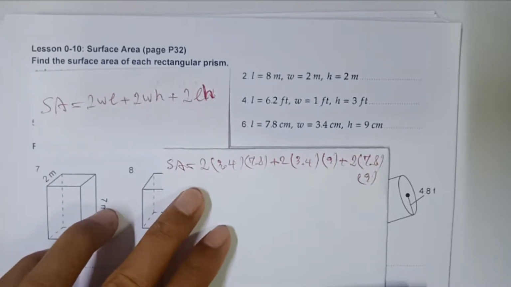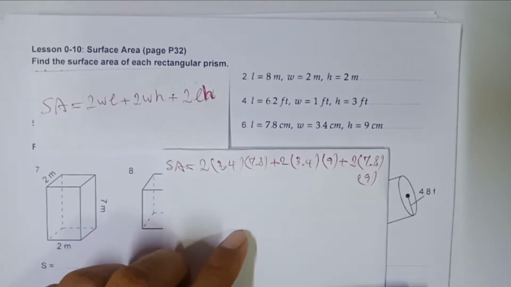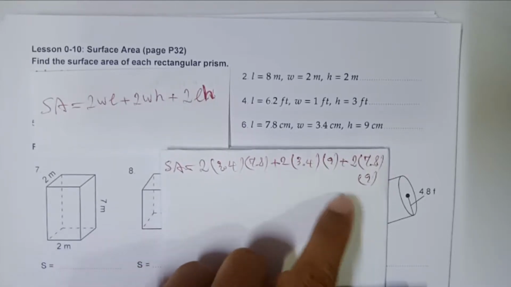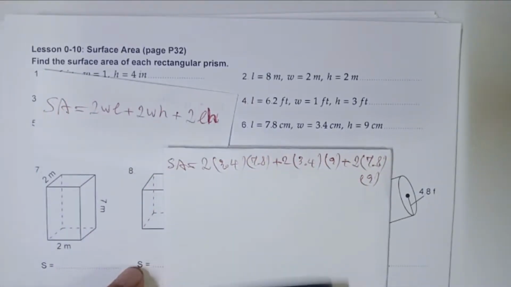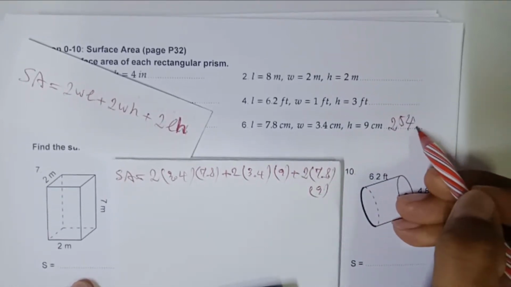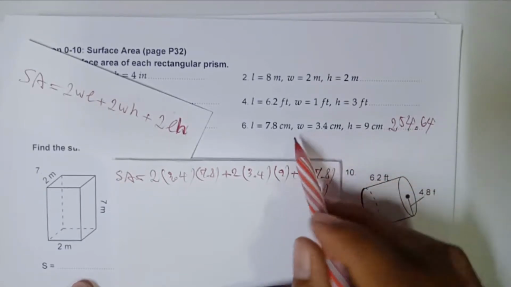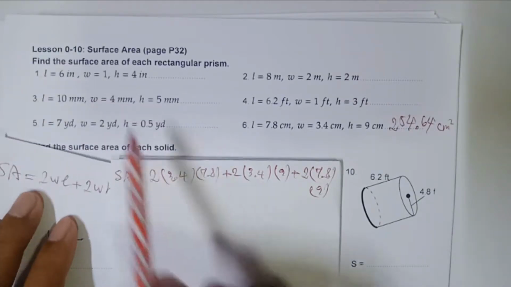Let's work together. You have 2 times 3.4 times 7.8, plus 2 times 3.4 times 9, and plus again 2 times 7.8 times 9. That will give you the answer. This one is 254.64. This is square centimeters because it's the surface area.